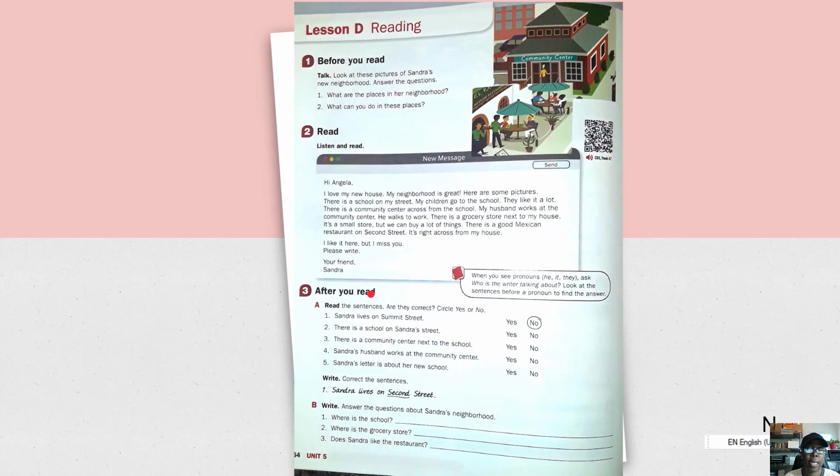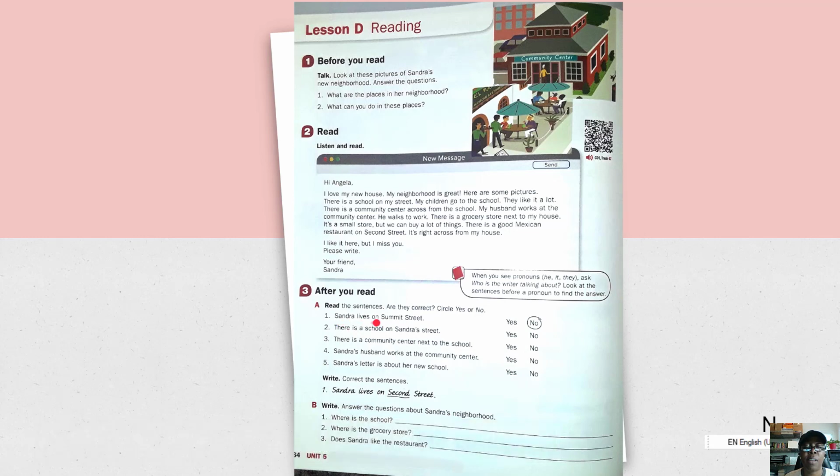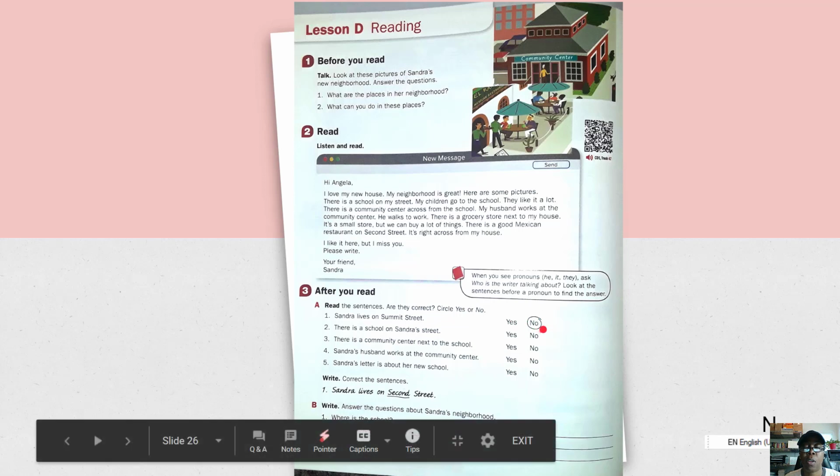Exercise 3. And it says, after you read the sentences, are they correct? Circle yes or no. So let's look at number 1. Sandra lives on Summit Street. And it's already circled no. Well, how do we know that's correct?